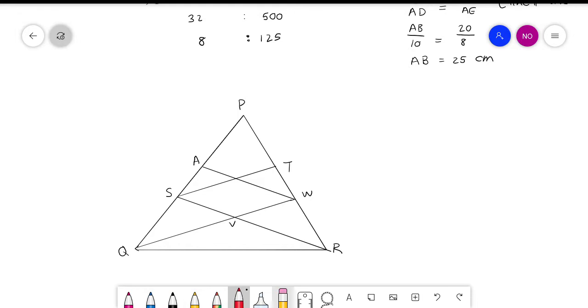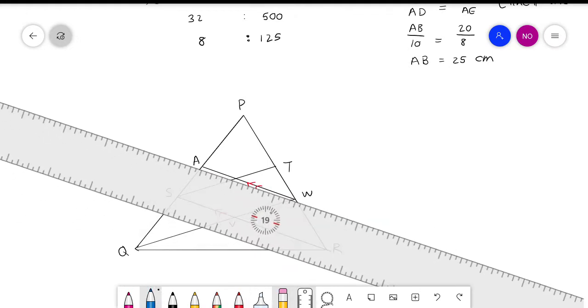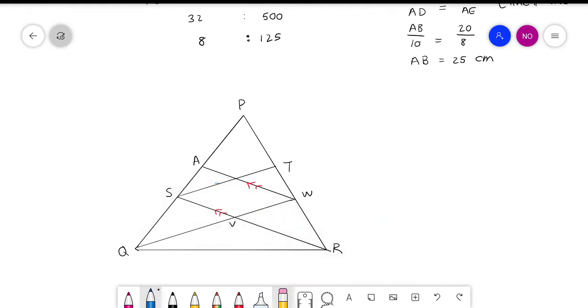Okay. They say this line is parallel to this line, and this one is parallel to this one. Dan sê hulle ook vir jou dat W die middelpunt is van PR. In other words, this is equal to that in length. Mine doesn't look it, but it's true.